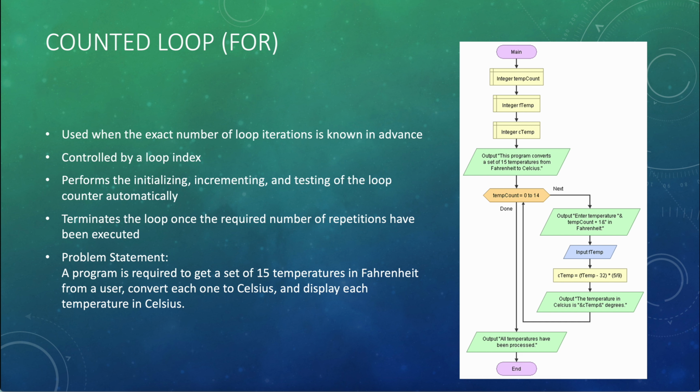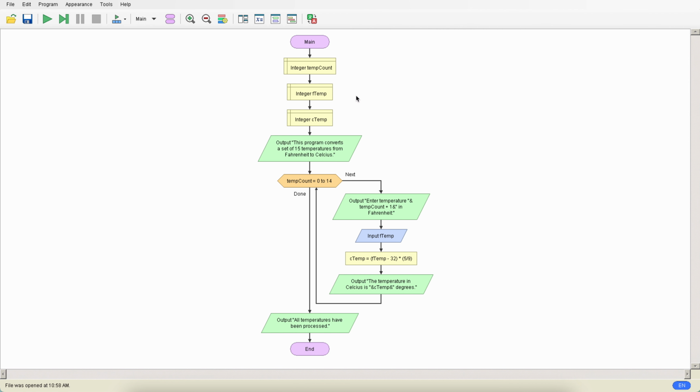So we're back to the problem statement of a program required to get a set of 15 temperatures in Fahrenheit from a user, convert each one to Celsius, and display each temperature in Celsius. So the same problem statement we had earlier, but this time instead of using the while loop, we'll be using the for loop. Everything remains pretty much the same except for how the loop itself runs.